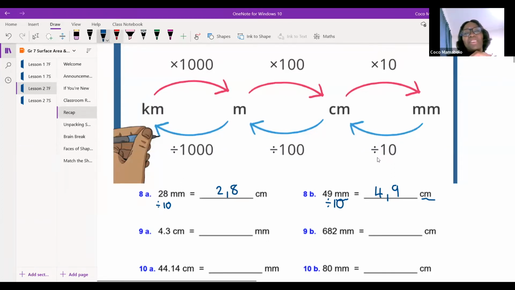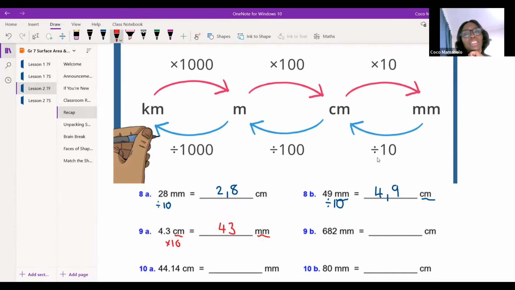Okay, Master Chava, let's do 9A. I'm going from centimeters to millimeters. What am I doing? You multiply by 10. Excellent, I'm times by 10. What is 4.3 times 10? It's 43 millimeters. Millimeters. Well done. Thank you, ma'am.